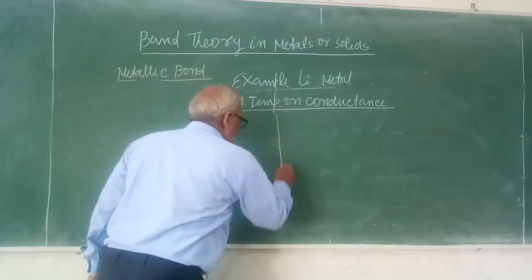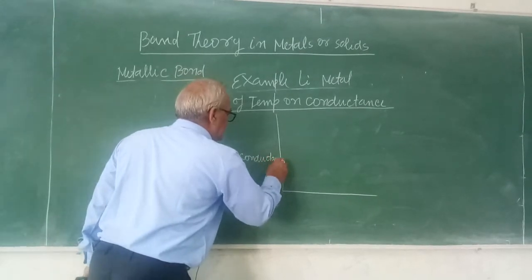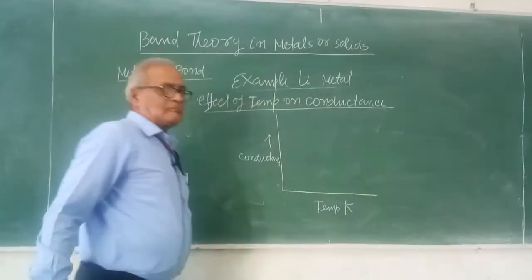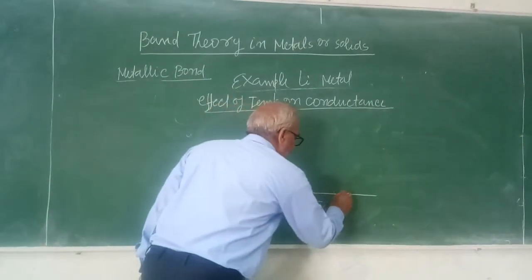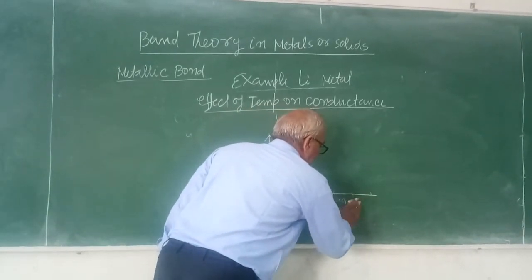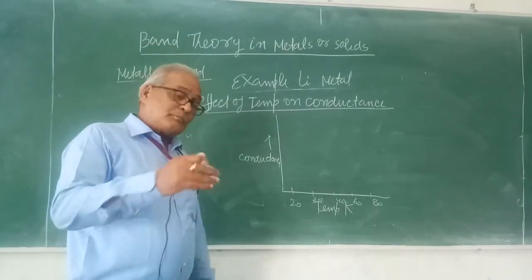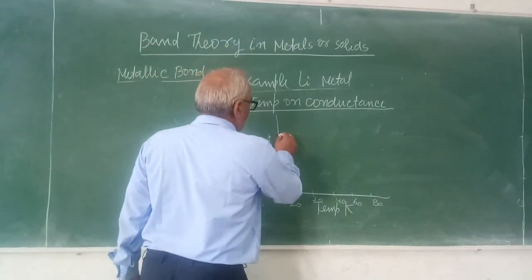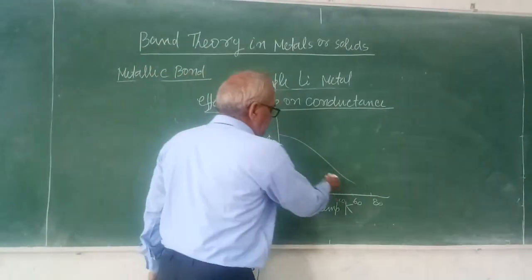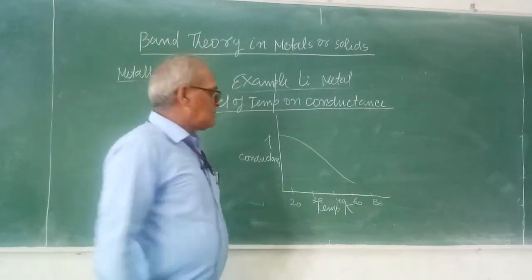So let us consider here it is the conductance, like this. Here temperature T, you can say 60, 80, like this, in Kelvin. So in case of metal, you will find that this is the change with temperature for metal. It is shown that conductance gradually decreases with increase of the temperature. It is the metal.